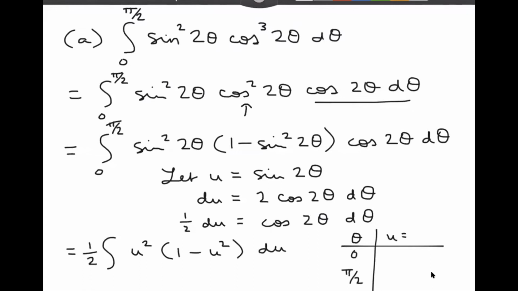U is sine 2 theta, which means that u is going to go from sine 0, which is 0, to sine pi, which is also 0. This is one reason I like to change my limits of integration when I do substitution, because this happens about one time out of every, I don't know, maybe 20, right? It ends up that your limits of integration are the same.